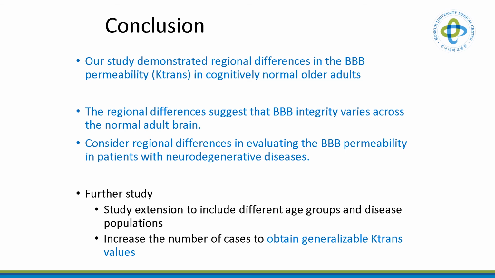Our results showed that BBB permeability is different in each brain region of cognitively normal older adults, which means BBB integrity varies across the normal adult brain. And we recommend considering this regional difference when evaluating BBB permeability in patients with neurodegenerative diseases.